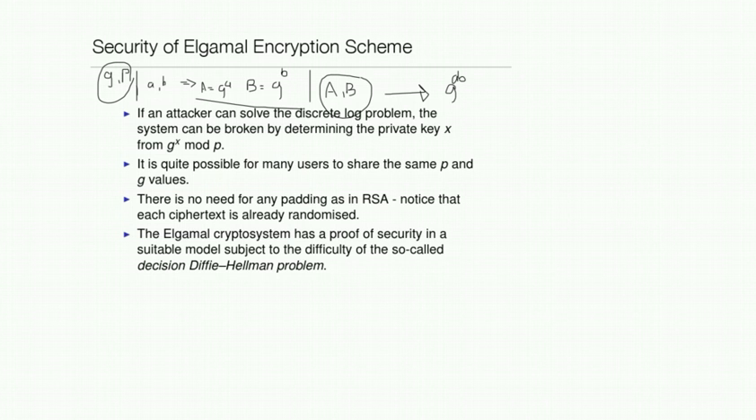So anybody who can solve the discrete logarithm problem can easily solve the Diffie-Hellman problem. If the discrete logarithm problem is hard, and solving the discrete logarithm is the only known way to solve the Diffie-Hellman problem, then the Diffie-Hellman problem is going to be hard. So we say that the Elgamal encryption scheme is based on the Diffie-Hellman problem, and because the Diffie-Hellman problem is hard, the Elgamal encryption scheme is secure.